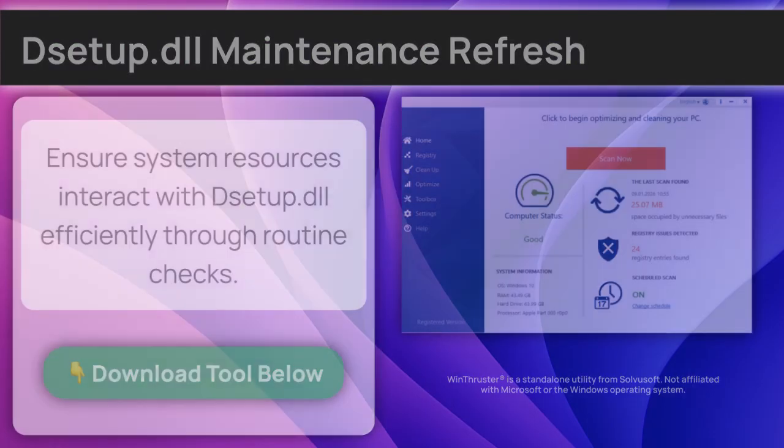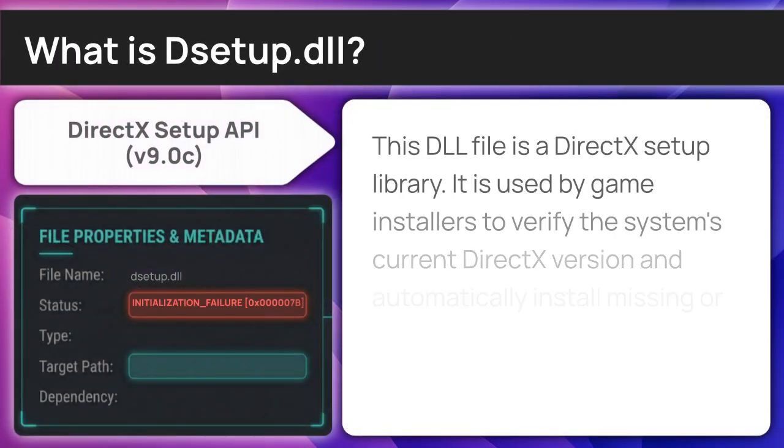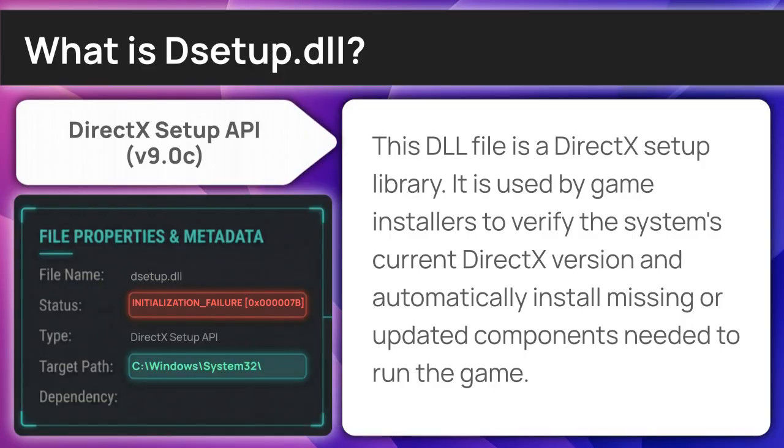This DLL file is a DirectX Setup library. It is used by game installers to verify the system's current DirectX version and automatically install missing or updated components needed to run the game.